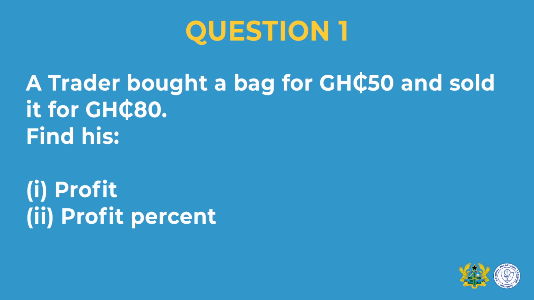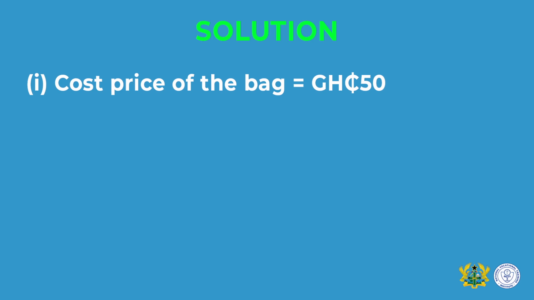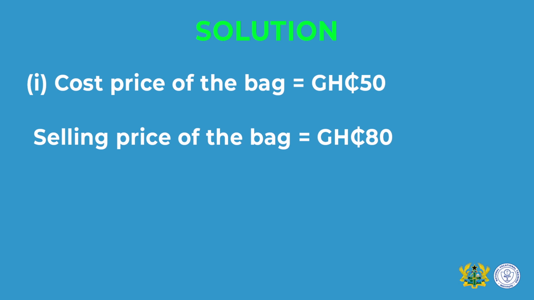This trader buys and sells. So with the help of our formula, we can easily calculate this profit and then that of the profit percent. As can be seen on the screen, the cost price of the bag is 50 Ghana cedis. The selling price of this same bag is 80 Ghana cedis. Don't forget what I said: he buys and sells. So the cost for the bag is 50, and the selling price is 80.